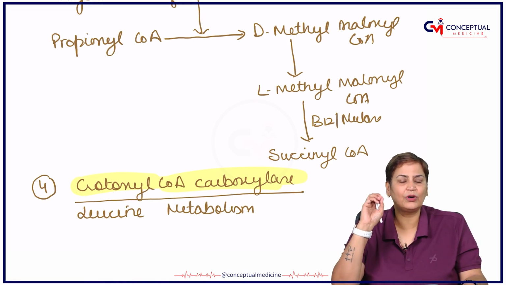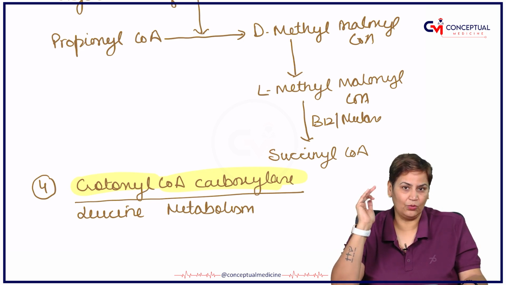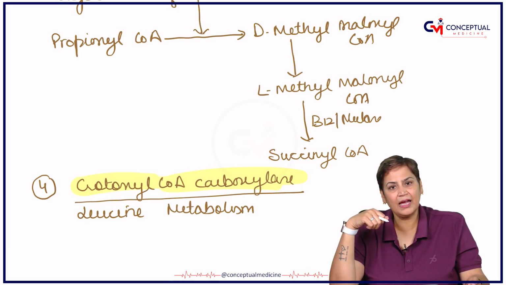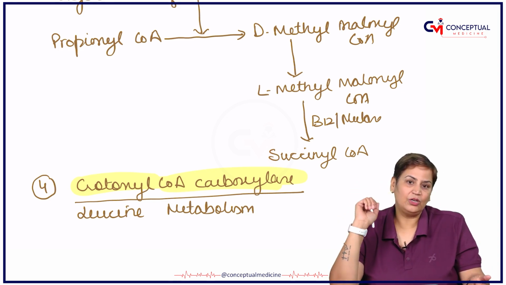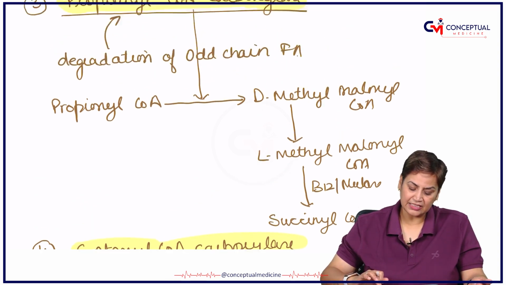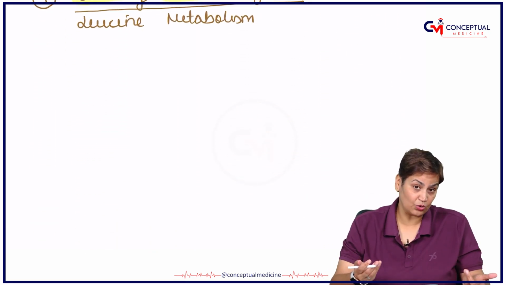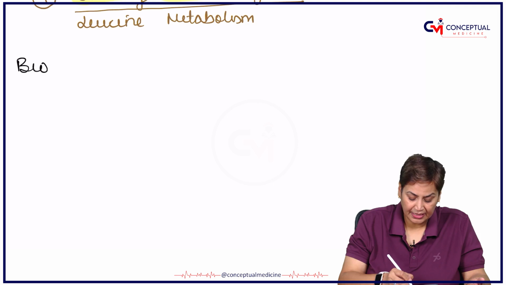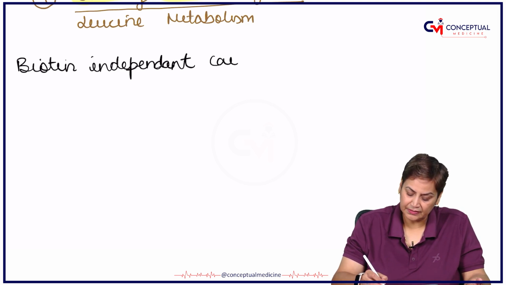Okay, and the most important clinical significance of this is whenever we are consuming raw egg white, we are more prone to biotin deficiency. What is the reason behind that? Because raw egg consists of avidin, which will not let biotin function. Okay, so these are simply biotin dependent carboxylation reactions. But there are certain other carboxylation reactions also which do not require biotin. So we can say they are biotin independent carboxylation reactions.